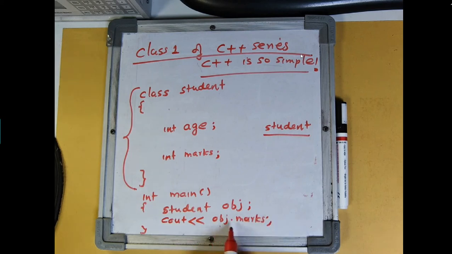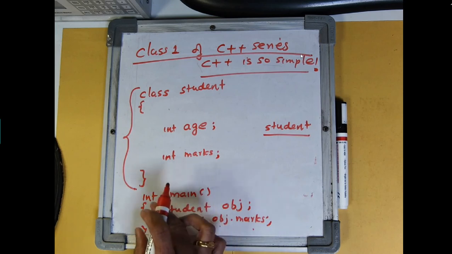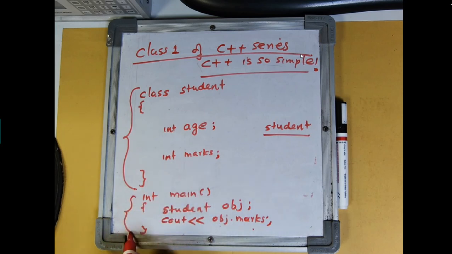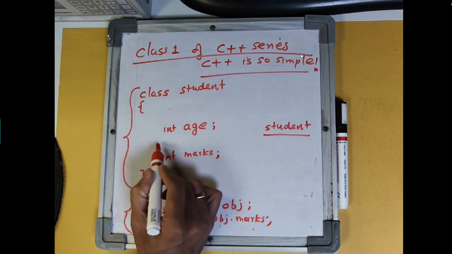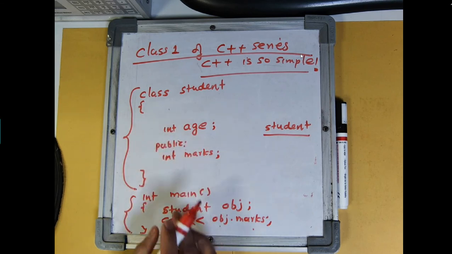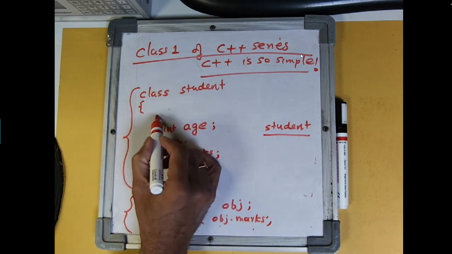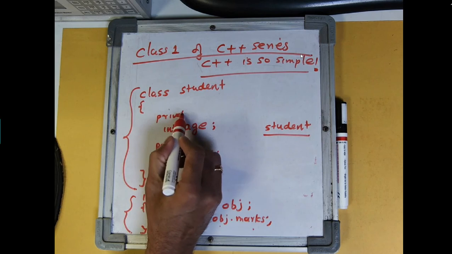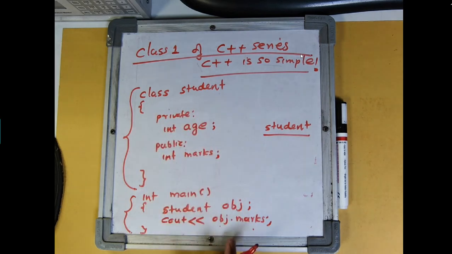But in order for the marks to be printed out in the second family, main, you have to define the marks as public. That means it is available to another function outside this class. An integer age, let us define it as private. If it is defined as private, the marks is okay, but you cannot print out age because it is defined as private. Age cannot be taken out.